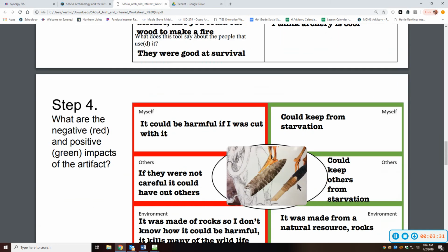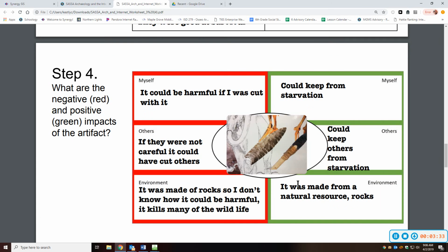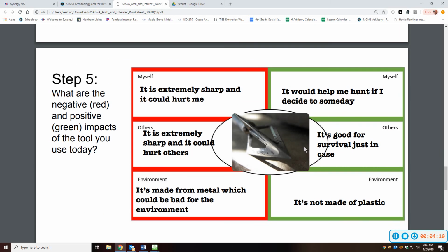All right, moving on. Then what you're going to do is compare negative and positive impacts of this artifact. So negative, this kid said, it could be harmful if I was cut with it. With other people, if they were not careful, others could get cut. For the environment, it was made of rock, so I don't know how harmful it would be. It kills many of the wildlife. And then the positive, he says, it could keep others from starvation. It was made from natural resource rock and rocks. So that is positive.